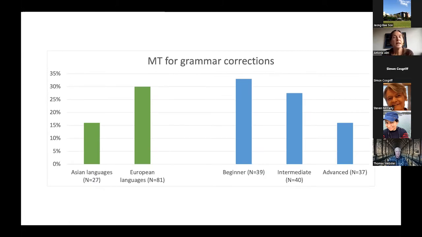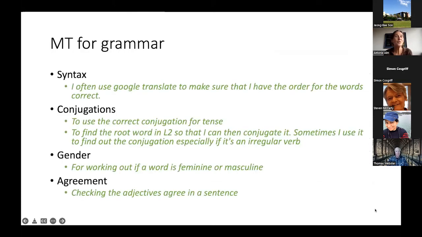The other thing is that they use machine translation for grammar corrections, and this decreases as students get more advanced. And it's more prevalent for European languages than for Asian languages. There's probably different rationales for that, but I'm going to be a bit short on that one. Just a few points. In the comments, what students identified is using Google Translate for syntax. So they're checking the word order by writing it first in the target language, and then translating it into English and back into target language and see if the syntax changes.